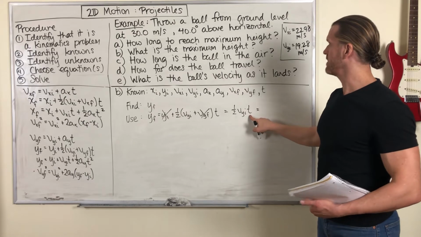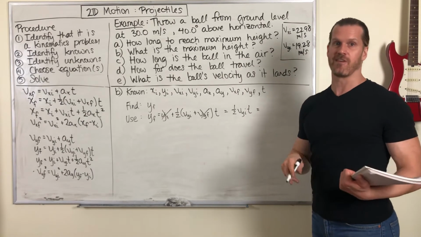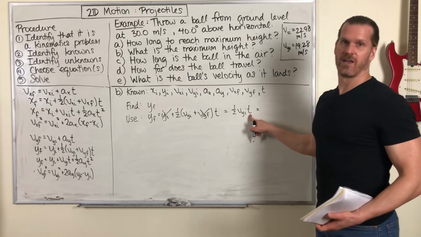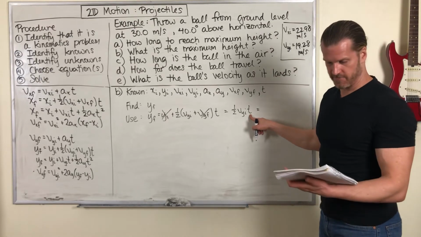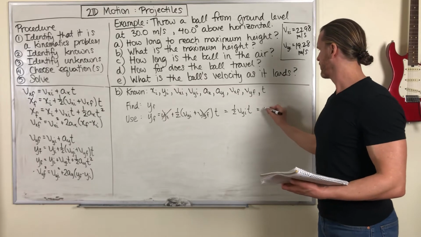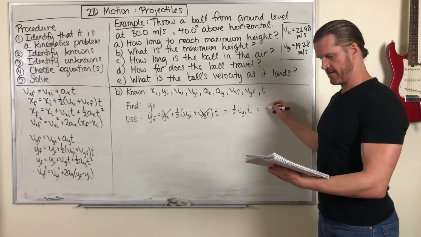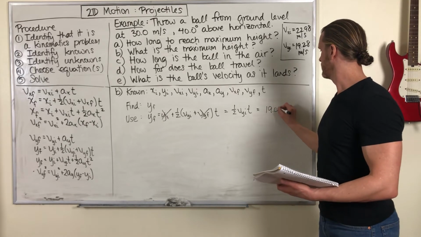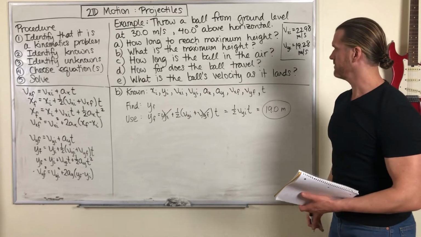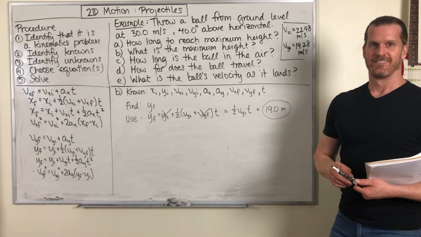We solved for t in part A. And remember, I kept an extra digit for t because I knew I would need to use it later to prevent rounding error. So use that unrounded version of t, 1.968. And when you plug those in, you get 19 meters, properly rounded. Okay, part C.